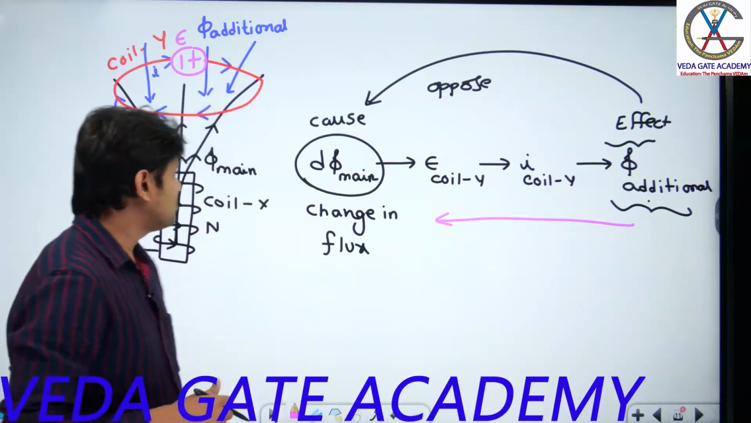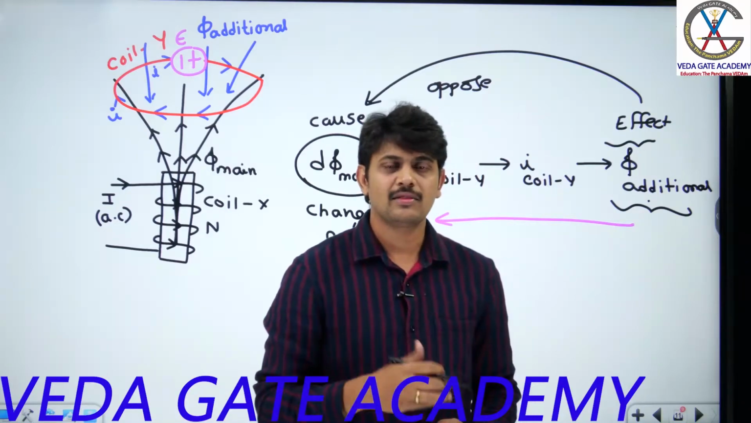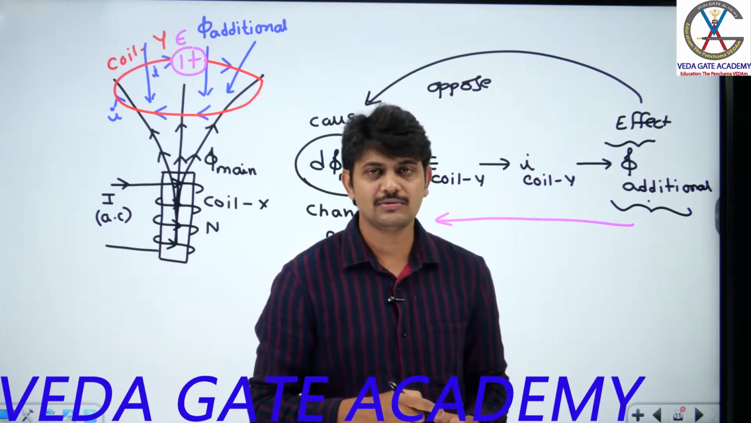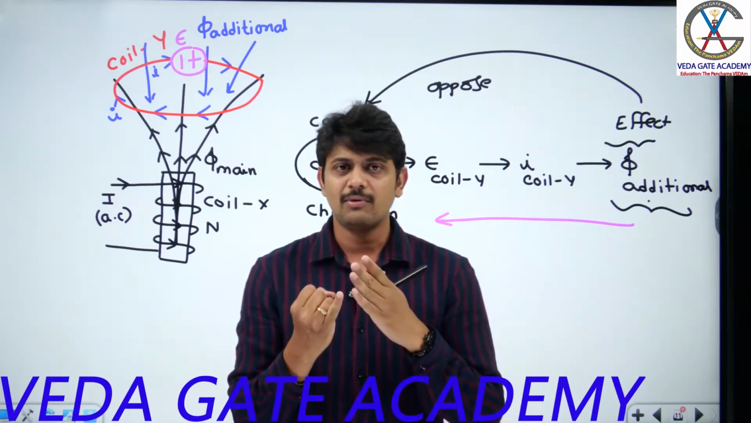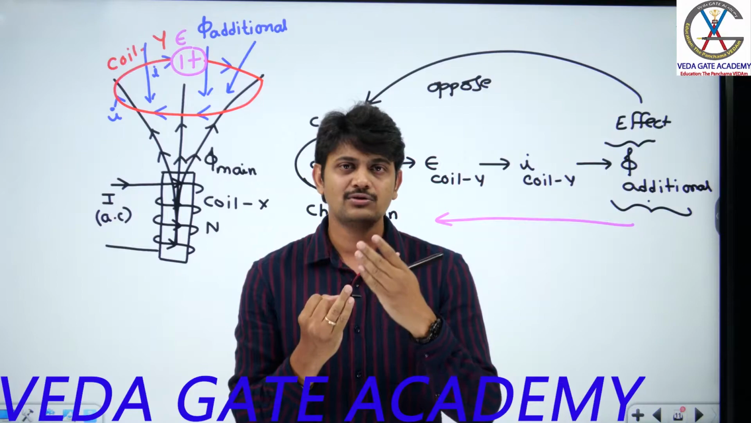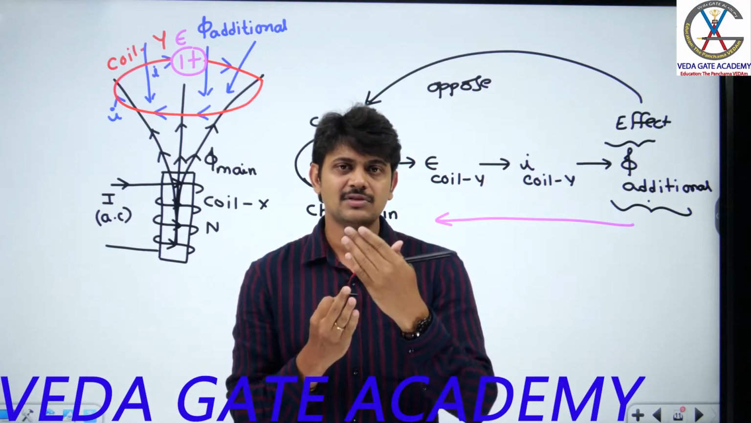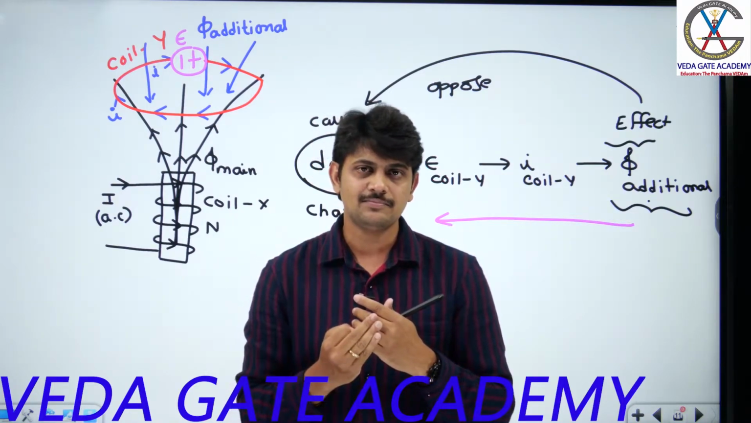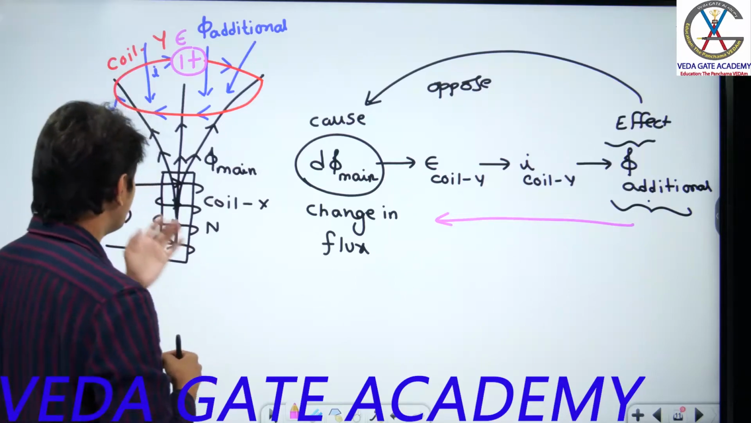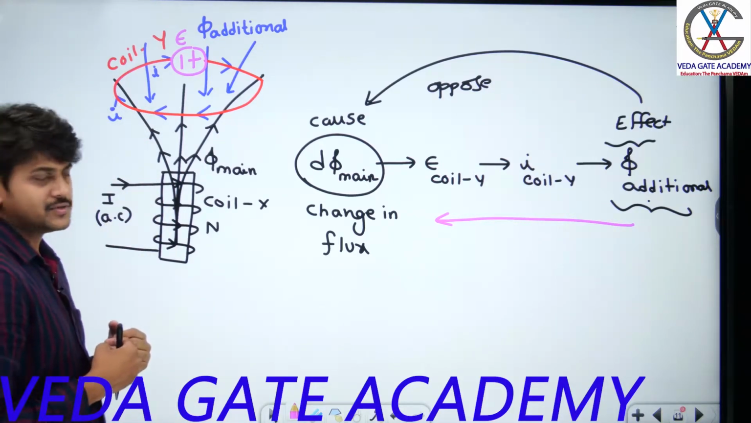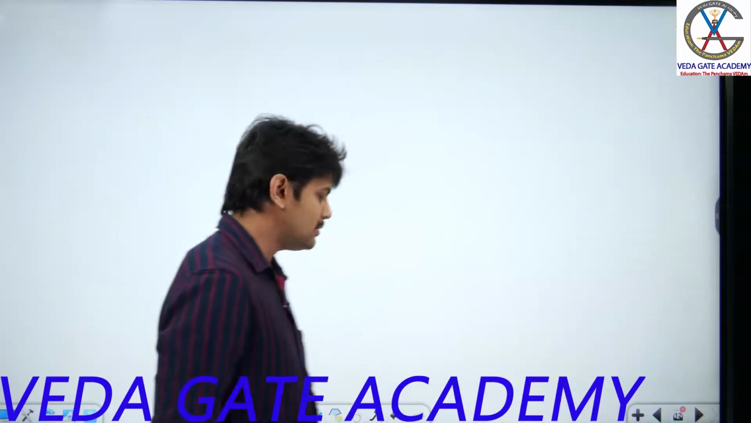Once you understand how to apply Lenz's law, now we will see the classification of statically induced EMF. Quickly, we have seen the definition of statically induced EMF. The magnitude of statically induced EMF is obtained using Faraday's second law, and the direction is obtained by Lenz's law. To apply Lenz's law, we have to follow this particular procedure. So now let us move on to the types of statically induced EMFs.